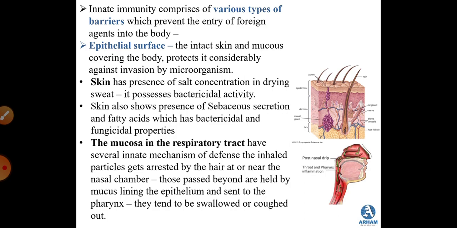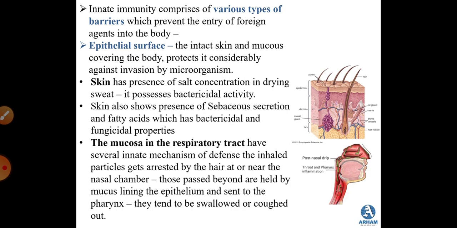Our body has many types of epithelial surface, like the intact skin or the mucus covering the body, or certain other things. We'll be studying those. So these epithelial surfaces in our body protect our body considerably against invading microorganisms. The first epithelial surface is the skin.